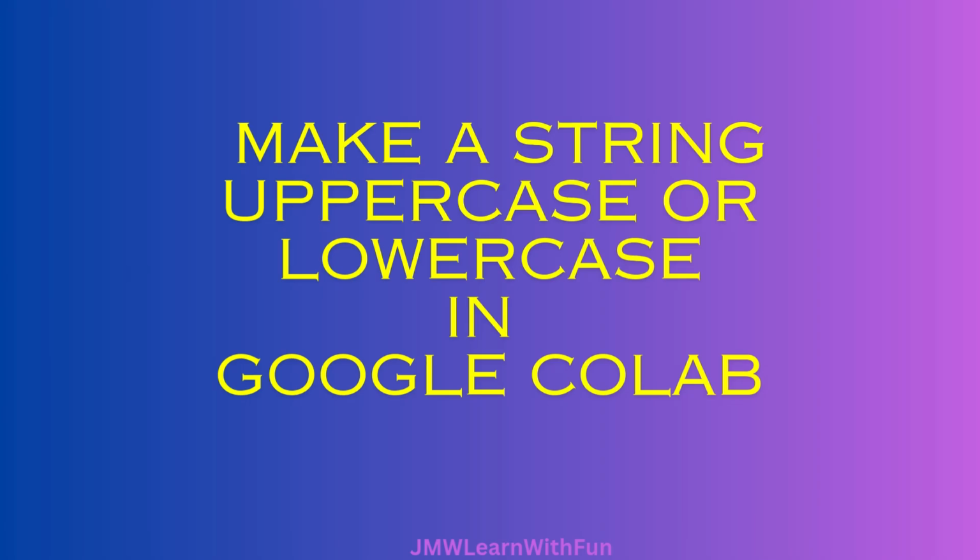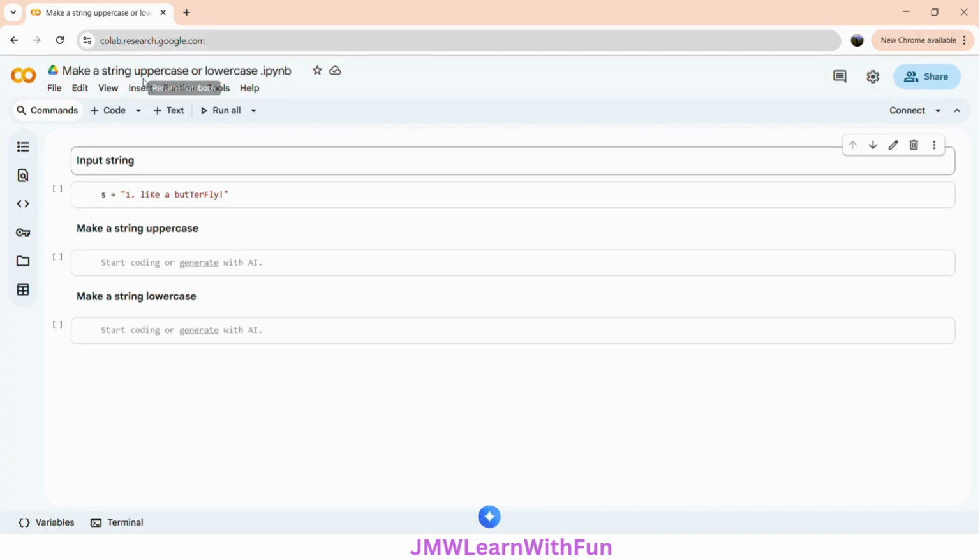Let's see how we can make a string uppercase, or lowercase, in Python using Google Colab. We have the "make a string uppercase or lowercase" .ipynb file open. We have the input string, the variable s, is assigned this string. Strings in Python are given in quotes.